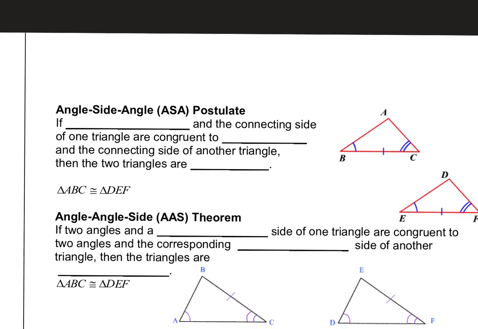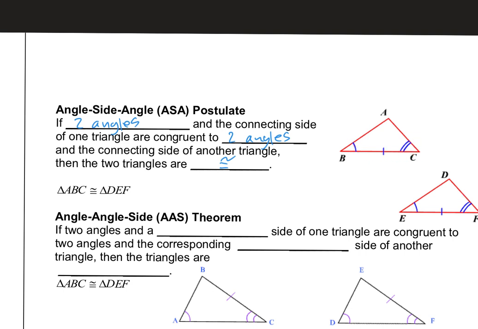All right, got a couple more. We got this one. It's called angle side angle, or ASA, and this says if two angles and the connecting side of one triangle are congruent to two angles and the connecting side of another triangle, then the two triangles are, you guessed it, congruent. Okay, what does this look like? See, I have an angle here, I have an angle here, I have an angle here, I have an angle here. These angles match up, and these angles match up, and the side in between matches up.